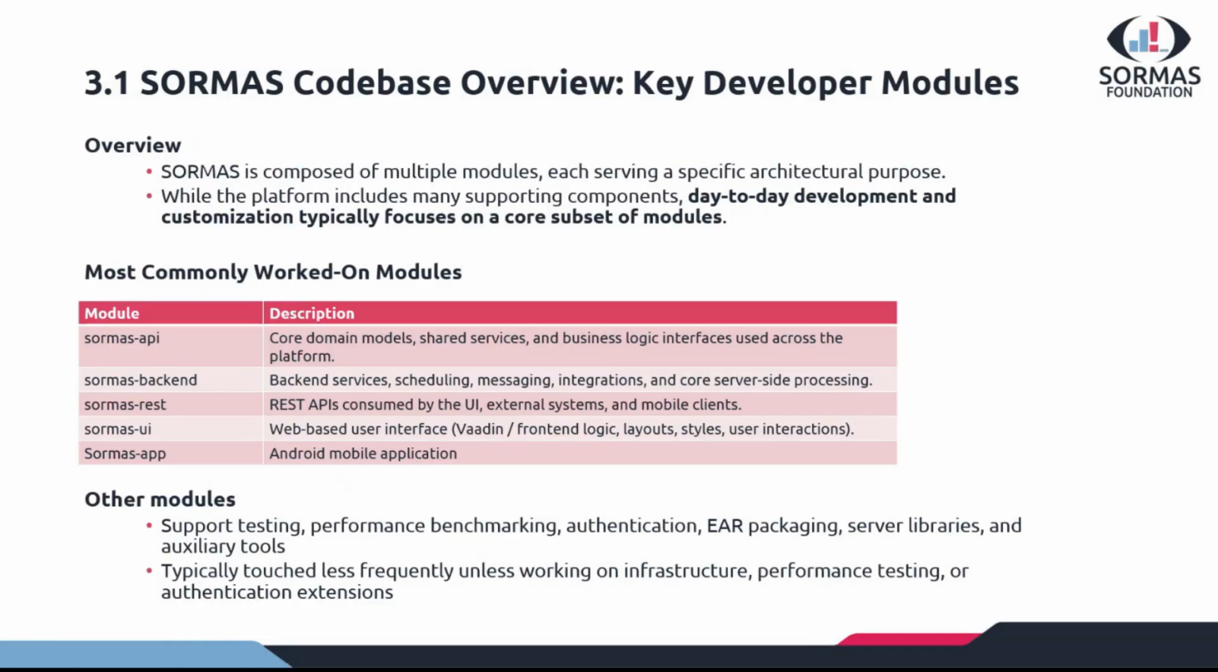The SORMAS backend module has the core backend business logic, which are mostly enterprise Java beans and core server-side functions. The SORMAS REST module contains the actual RESTful APIs used for integrating external systems to SORMAS. It is also used by the SORMAS UI module, and it serves as the layer of communication between the SORMAS application and the SORMAS backend module.